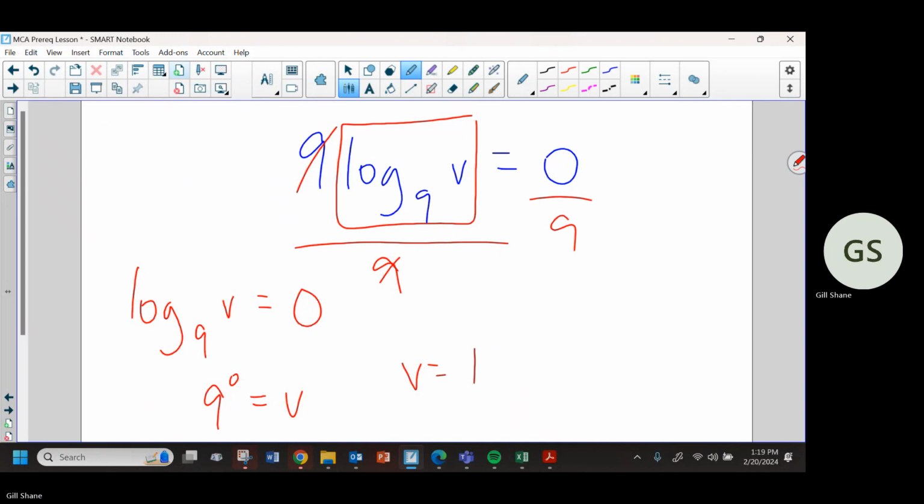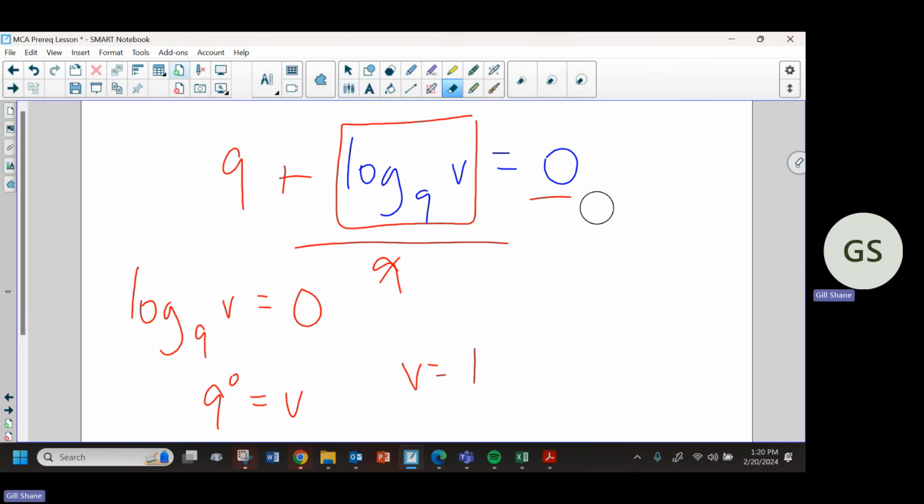Just remember, when you are taking the log of a number, that's like its own number there. That is some number. Log base 9 of v is some number. I just don't know what it is yet. So you just treat it like it's an exponent that you want to get by itself. Get rid of any other numbers that are on that side. So if instead of 9 there, I would have said 9 plus that, what would I have done? Yeah, I would have subtracted to get rid of it, right?